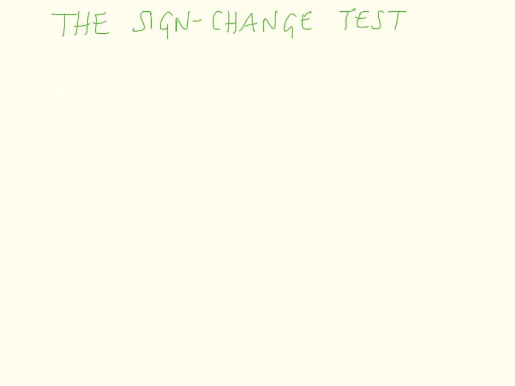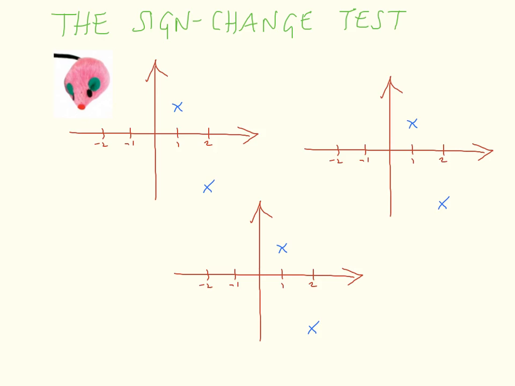The sign change test can be used to tell us that there's a root in a particular interval. Suppose we know that f of 1 is positive and f of 2 is negative. Must there be a root between 1 and 2? Pause the video and decide for yourself. Pink Mouse doesn't know the exact shape of the graph, but she thinks there has to be a root somewhere between 1 and 2.